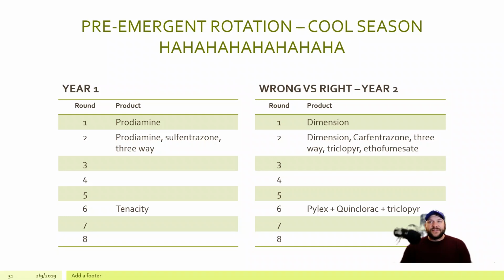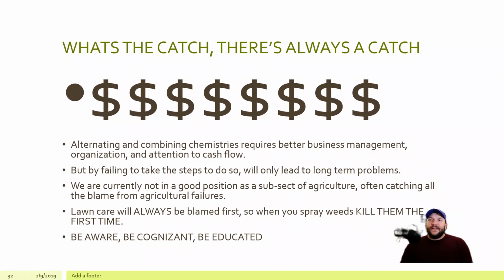Those are 3 modes of action. The big catch, it costs money. I get it. I understand. It's going to cost money, and it's going to be a hard thing to do, especially when we talk about scaling businesses. You have to pay very close attention to how your employees are mixing tanks, how cognizant they're being about making sure they're mixing very accurately. This is going to require a lot more organization to function this way.